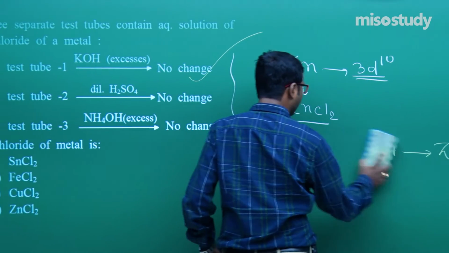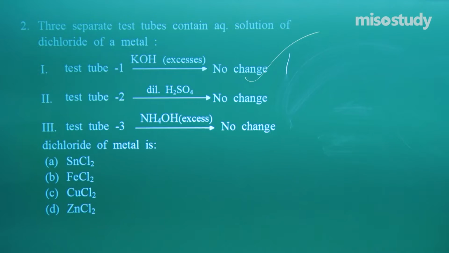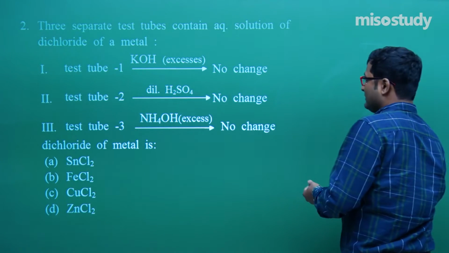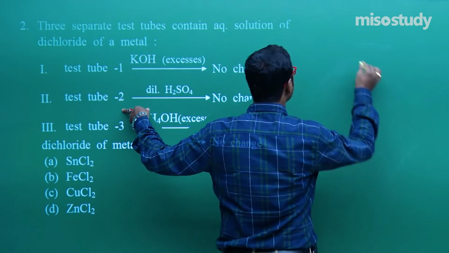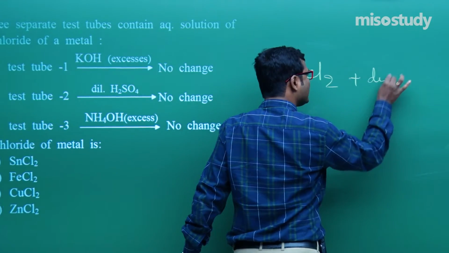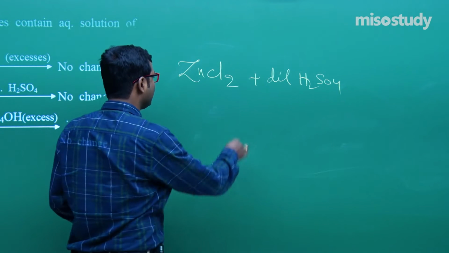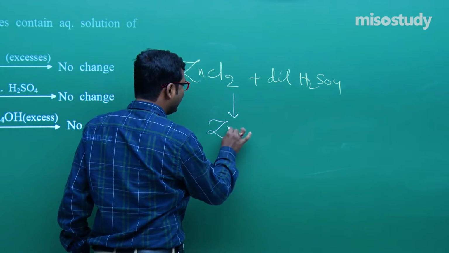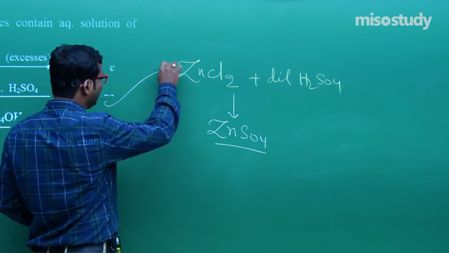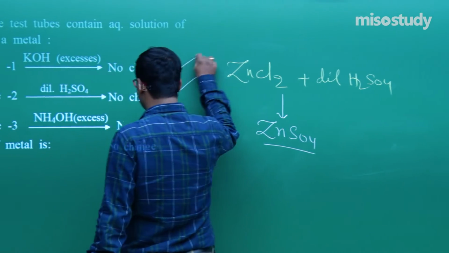Now I'm going to drop this part and we'll check the next one. What will happen? Check it out. Now that is test tube 2, ZnCl2. Now when treated with dilute H2SO4, tell me what will happen. So it's very simple. It gives you ZnSO4, which is again a colorless compound. Clear to you? So 2 is also correct.